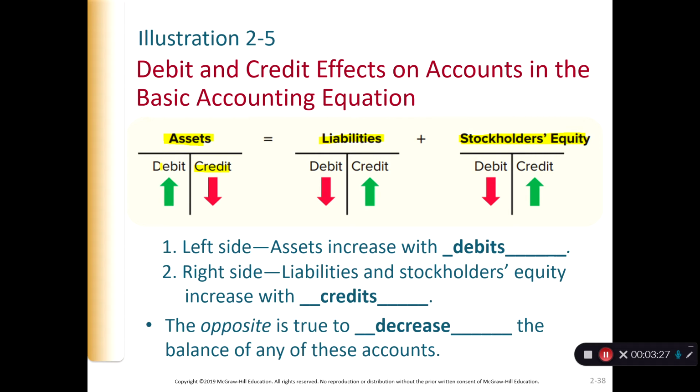So if we use debit to record an increase in assets, then we will use a credit to record a decrease in assets. If we record an increase in liability using the credit side, then we will use debit to record a decrease in liability. We will also use debit to record a decrease.